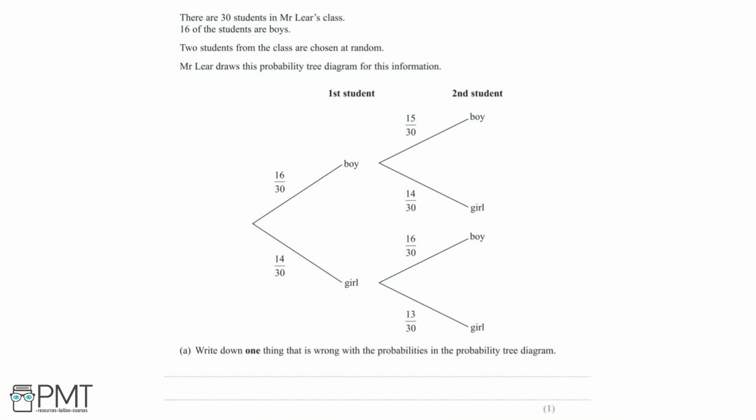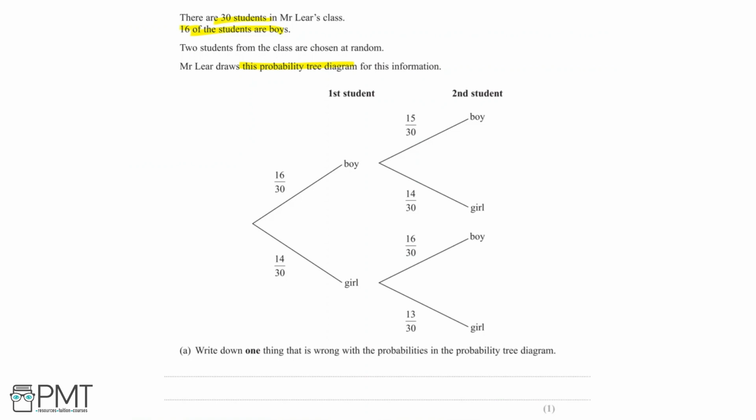In this question, we're told that there are 30 students in Mr. Lear's class, and 16 of the students are boys. We're told that 2 students from the class are chosen at random. Mr. Lear draws this probability tree diagram to represent this information.